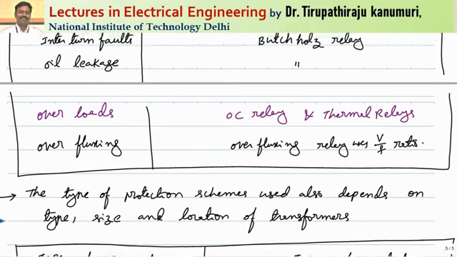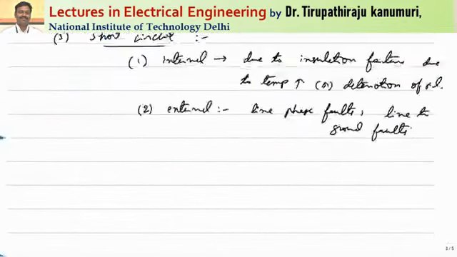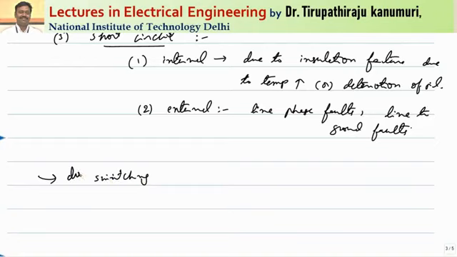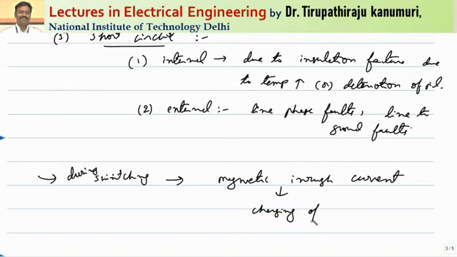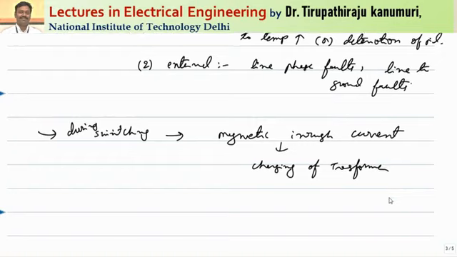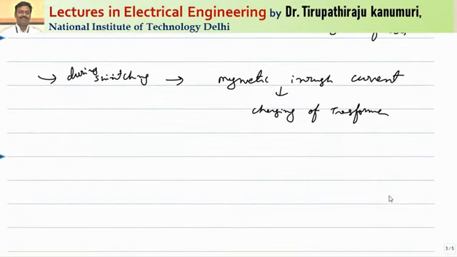Before proceeding, one more thing I want to discuss. Generally what happens in your transformer, whenever switching is there, during switching, the current called the magnetic inrush current passes, and this is also called the charging of the transformer. This I have already discussed in the transformers playlist. You can please refer there. Magnetic inrush current, or charging of the transformer.